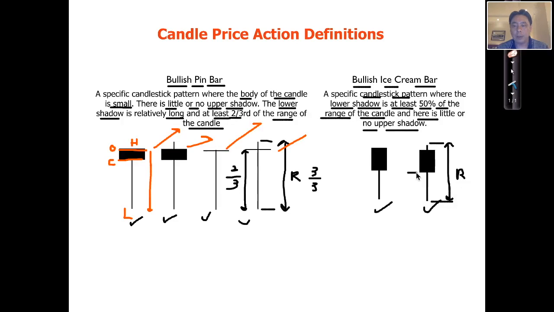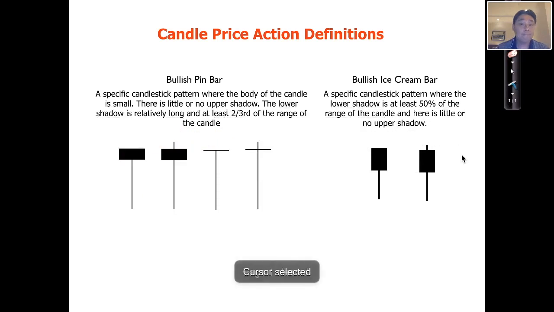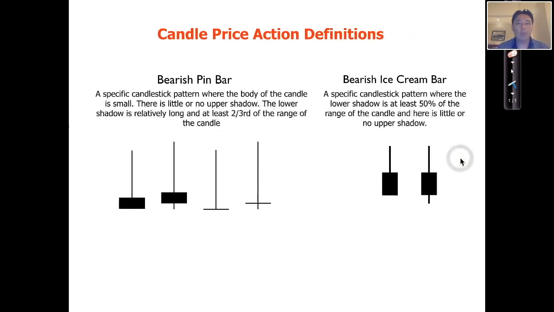Okay, and that's the lower shadow. So to qualify, this lower shadow over here has to be at least 50% of the range. In other words, half the candle must be the lower shadow. Okay, so same thing over here. And again, notice there's no upper shadow or a very small upper shadow. So this qualifies as a bullish ice cream bar. So again, please understand the definitions before we go on. Okay, now when we're going short, we look for the opposite candlestick patterns.